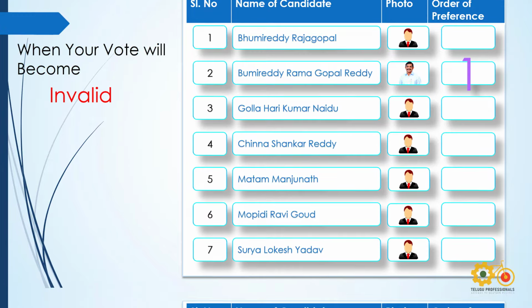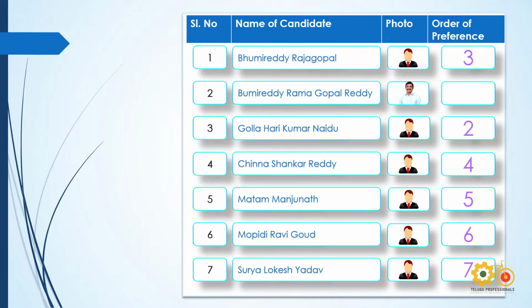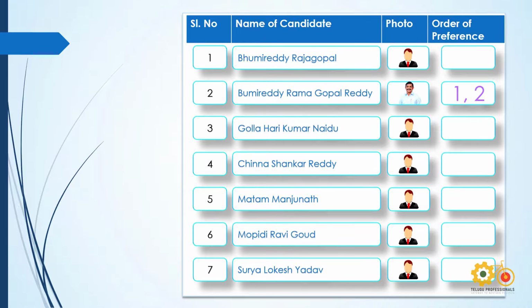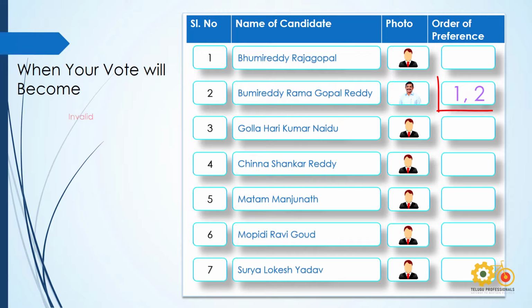Third scenario, if you give the order of preferences other than 1, then your vote becomes invalid. Then fourth scenario, if you give first and second preference to the same candidate, then your vote can become invalid.